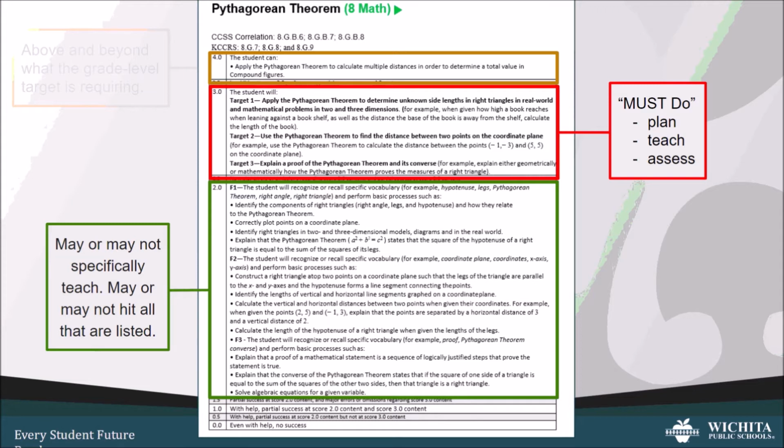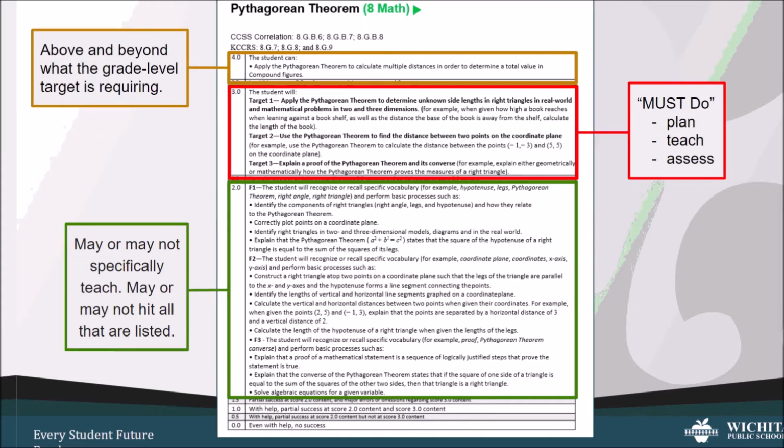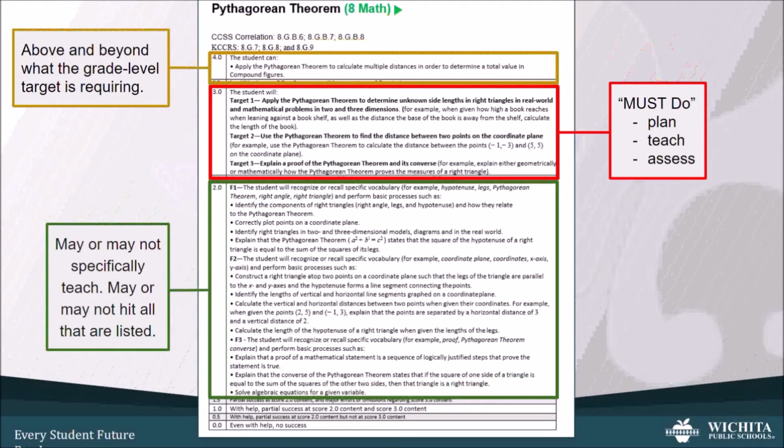Then finally, up at the top, we have our level 4. Again, this is above and beyond what the grade level target is requiring. Something that we should note is that the verbiage at level 4 is different than at level 3. At level 4, it says the student can, versus at level 3, it says the student will.